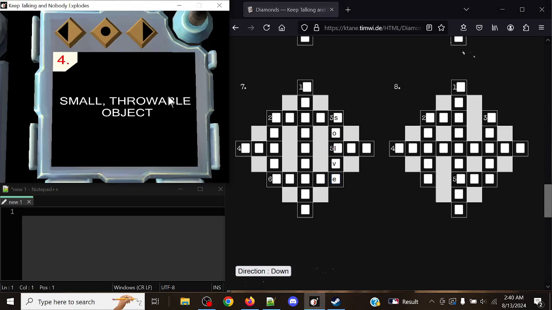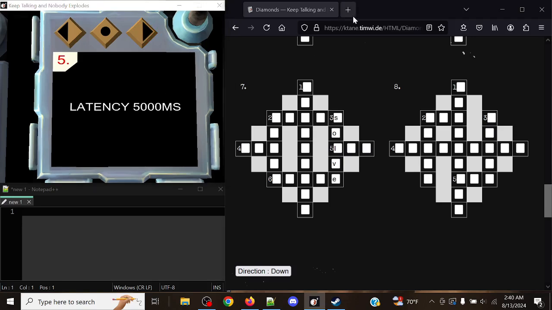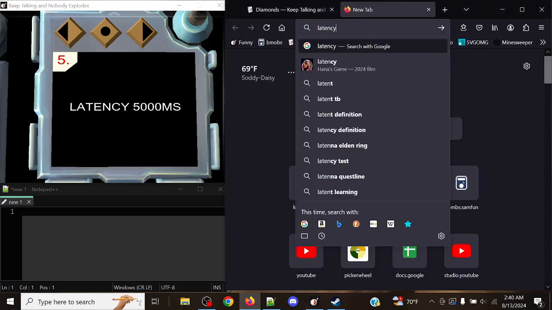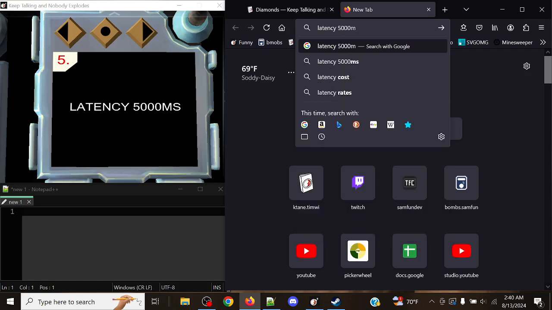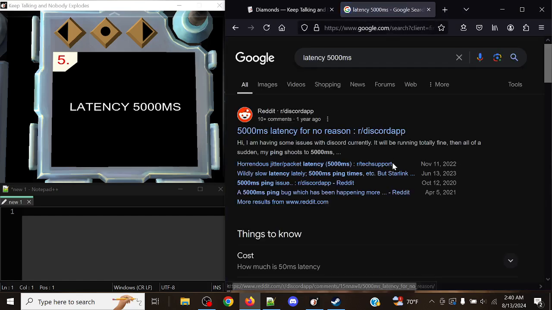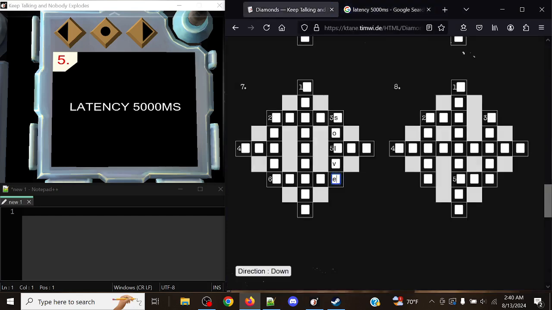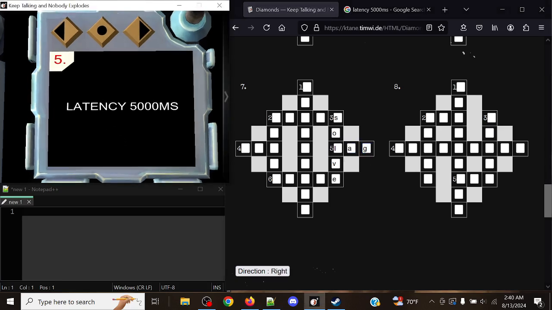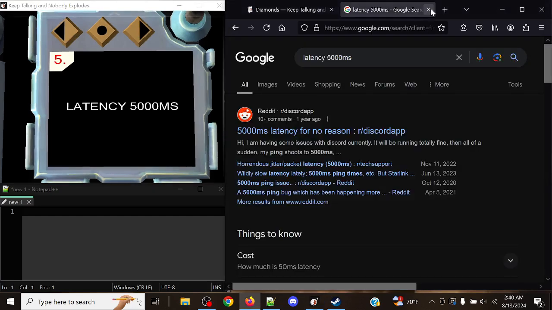A small throwable object. Let me tell you, that could be anything. Latency, 5,000 ms. And this is for 5 going to the right. Is going to be called lag, I believe. Yeah, that would make sense in this context with the lemma, so lag is an answer for that.